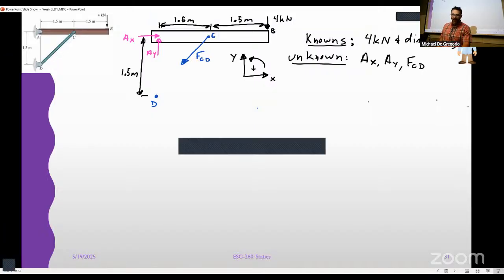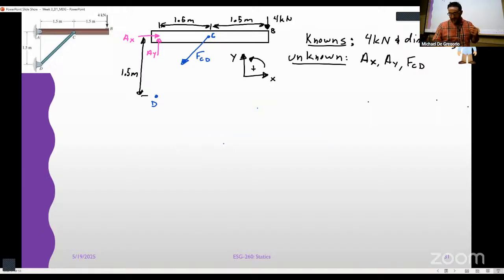So, okay, here's our free body diagram. We got three unknowns. We've got AX, AY, and FCD. We've got our dimensions. We've got everything we need. We need to find our three unknowns. So three equations, three unknowns. All right, so what do you guys want to do first? Sum forces X, Y, or take a moment? What do you want to do?